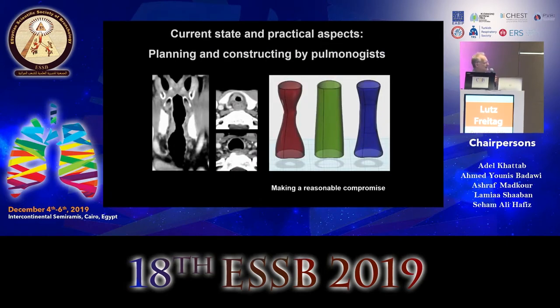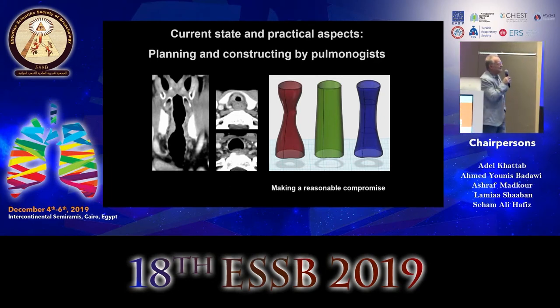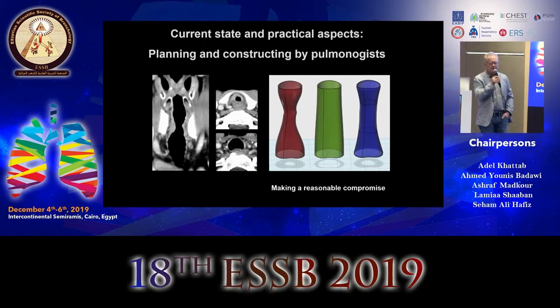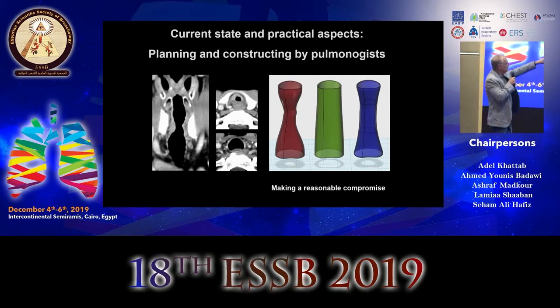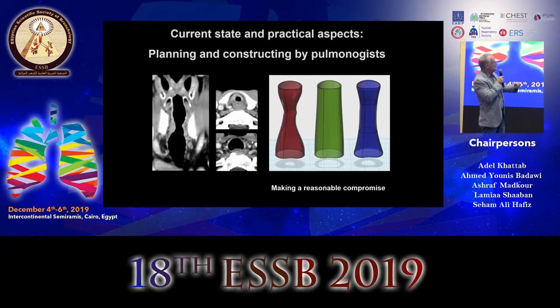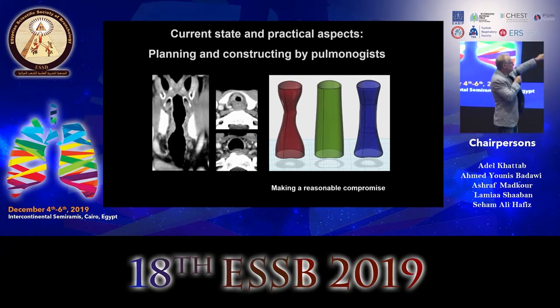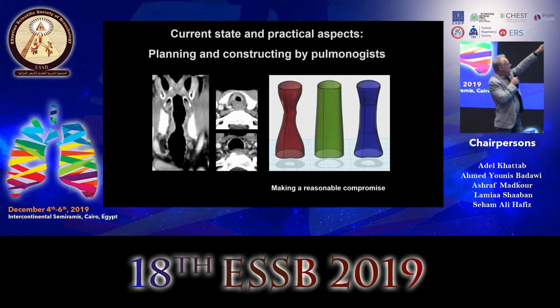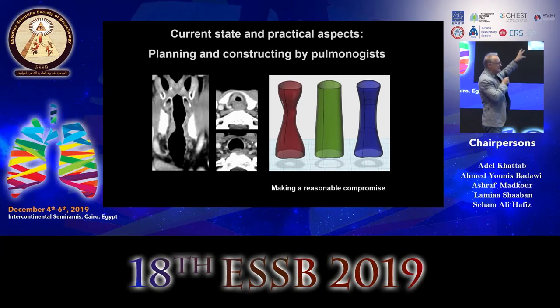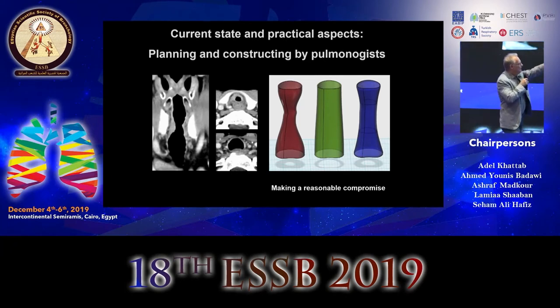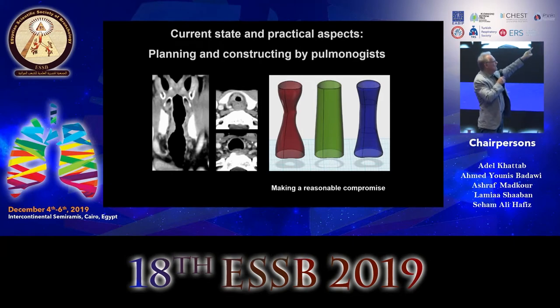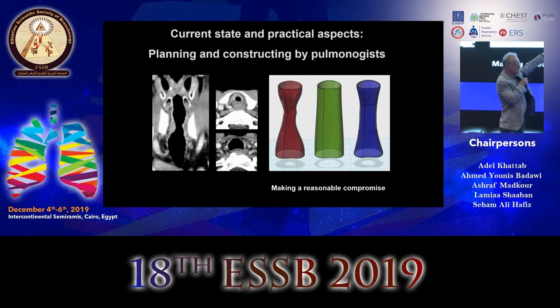A few little aspects clinically before I finish up. Who should make the stents and who should decide how they should look? We are pulmonologists. We get images from radiology, for example, this one here. And then we see the tiny hole here, the big tracheal part there. If we just use the CT data to make a mold, it would look like this. This would not help the patient. If you look into an anatomical book, you would want to have something like this. The trick is to find a reasonable compromise.